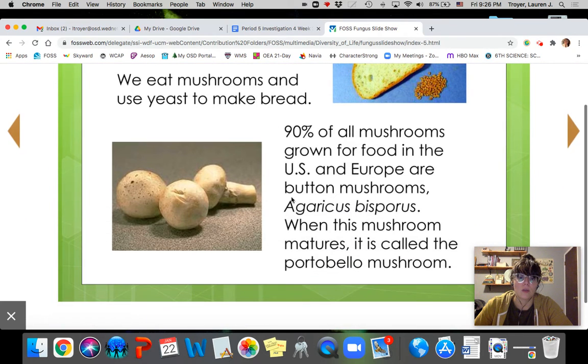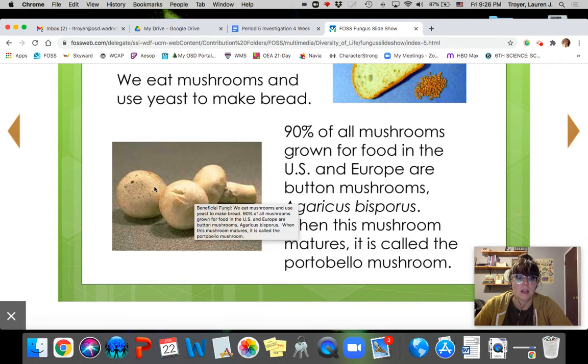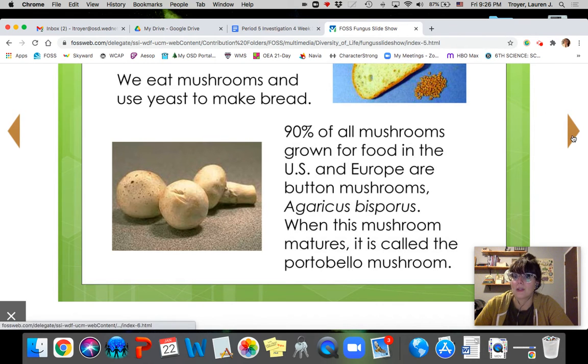90% of all mushrooms grown for food are button mushrooms. This species, Agaricus bisporus, is actually the same species as a portobello mushroom. If you've ever had them, they're huge. So apparently if you let these grow and grow, they get big like a portobello mushroom.